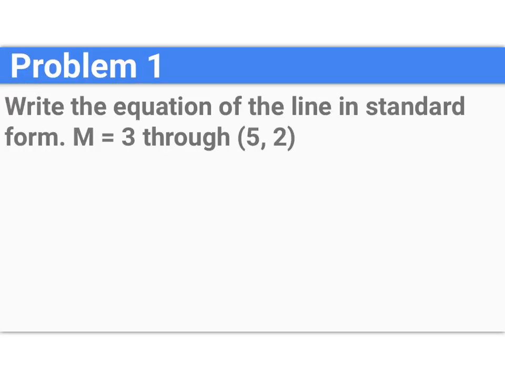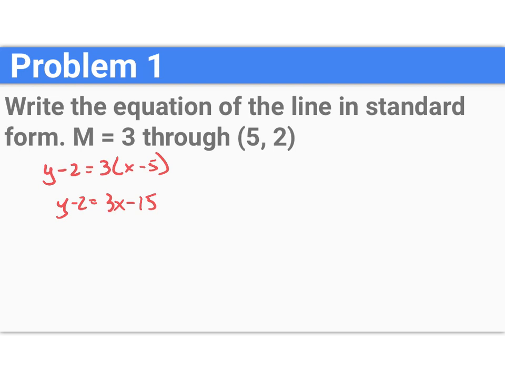Okay, problem 1. Write this equation of a line in standard form. So, first thing, point-slope form of a line will reduce to slope-intercept form of a line. And then all you have to do is move everything around from there.